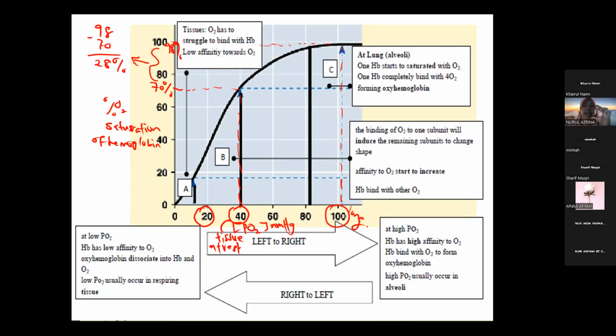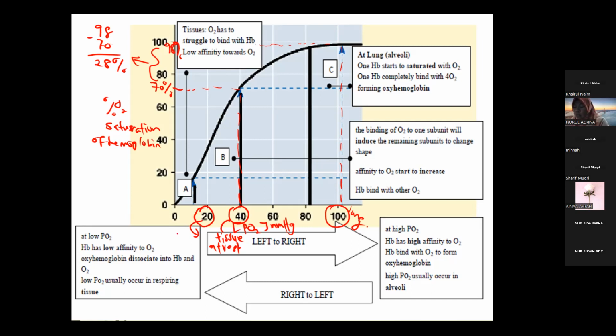Around 28% of oxygen has been unloaded by the hemoglobin. Dalam 28% dah unload. Kenapa? Because our tissue is doing normal metabolism. Okay. What about when partial pressure drops down to 20?